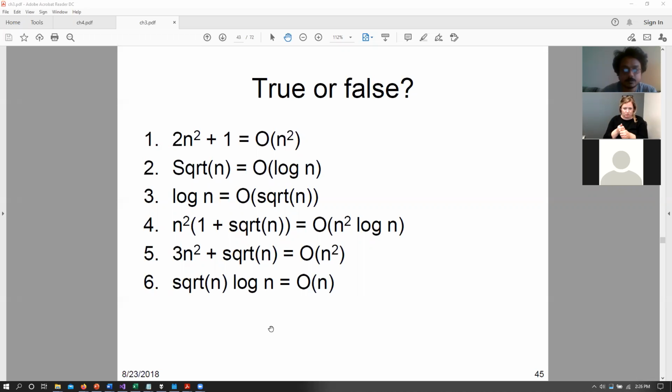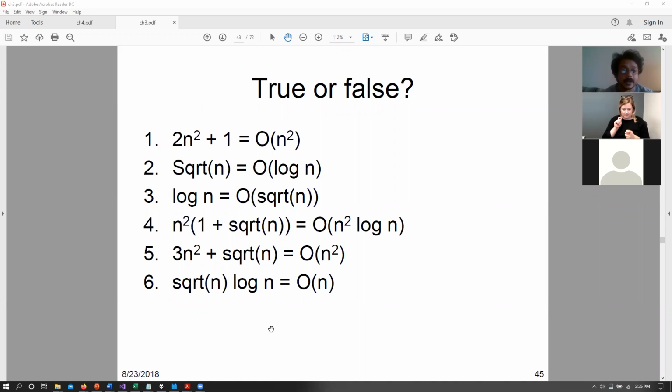Let's move on to the next one. Square root of n, and square root of n is going to be n raised to the power of half. Now square root of n equals big O of log of n. How about this one? True, false? False. Exactly, right? It is going to be false.